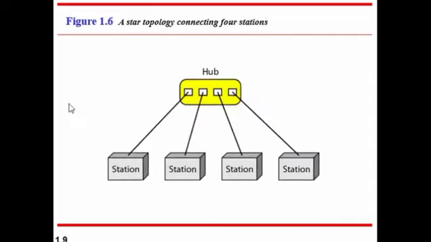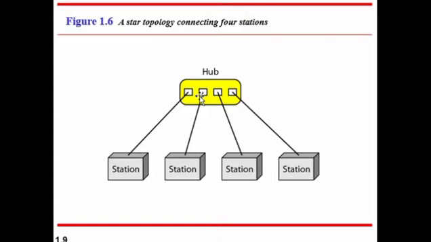The next is star topology. You can see here there are 4 stations and all the stations are connected to the hub individually. So this is a star topology, the second category, right? Here this can be a communication line via which it is connected to the hub.